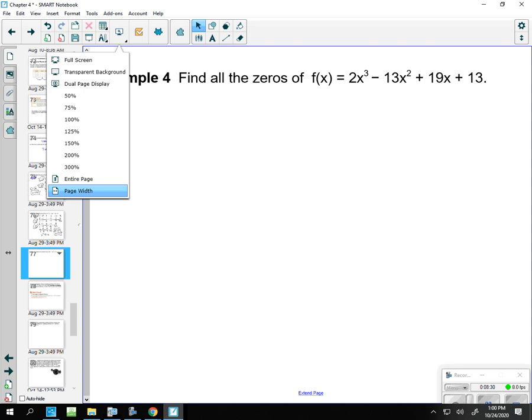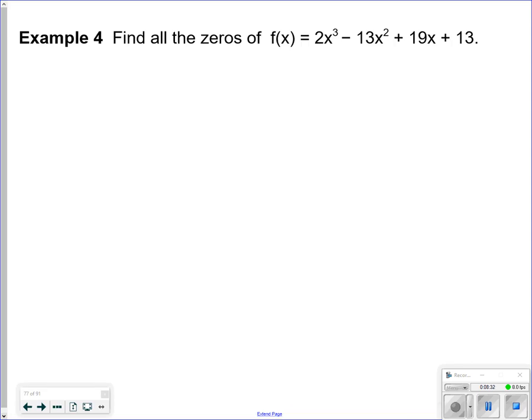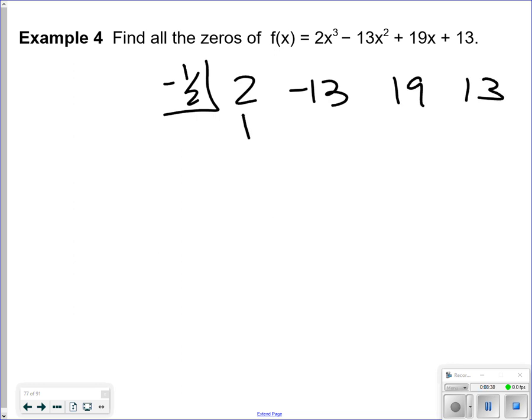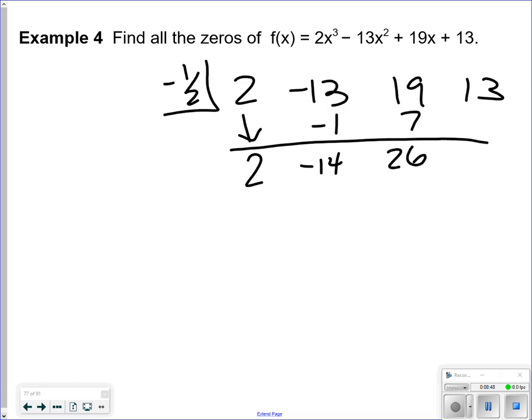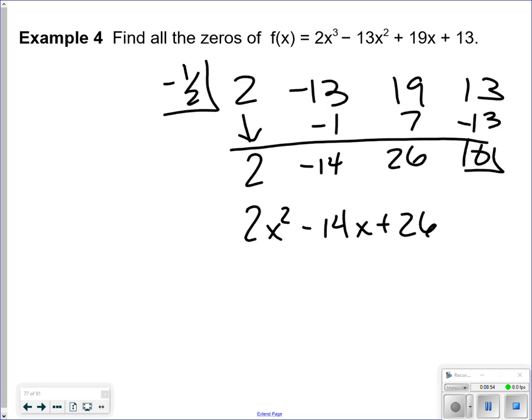So I'm going to prove this. Remember, you must show your work. So -0.5 is what I think is a 0. So synthetic division. -0.5 times 2 is -1, and I add. -0.5 times -14 is +7, and I add. And -0.5 times 26 is -13, and I add. So now I'm down to a quadratic that I want to solve.